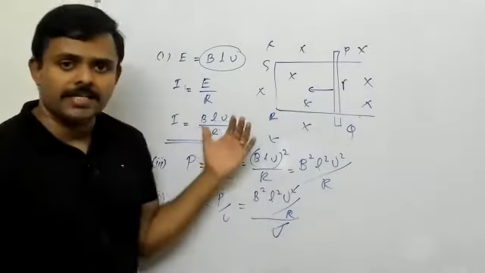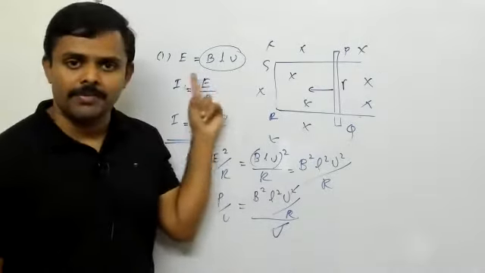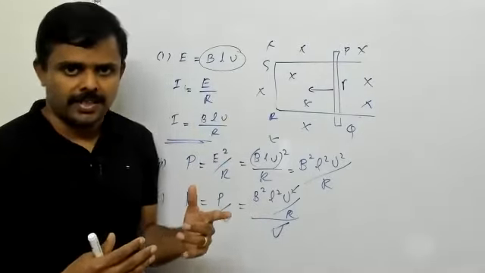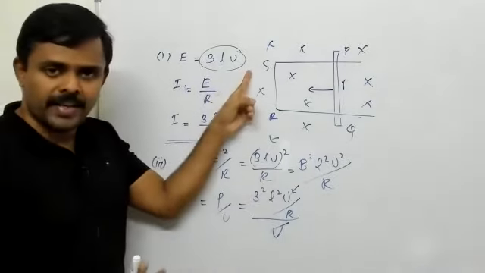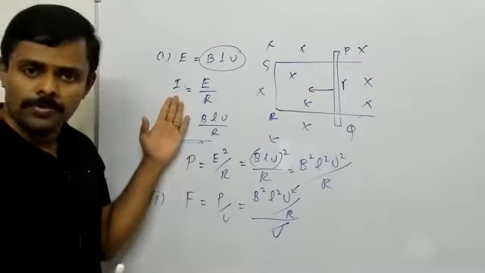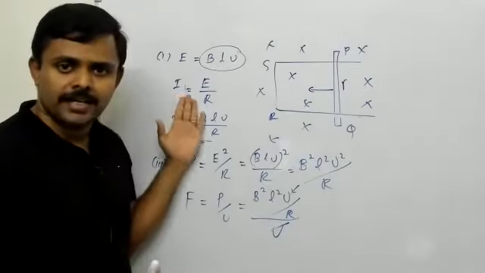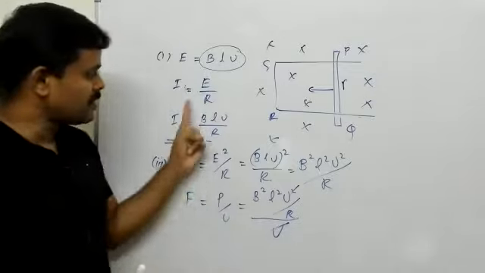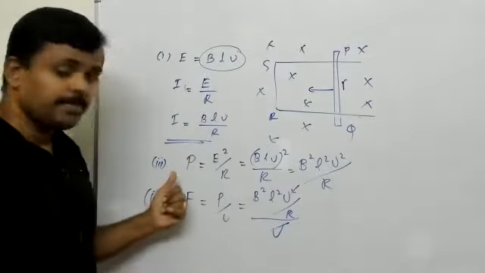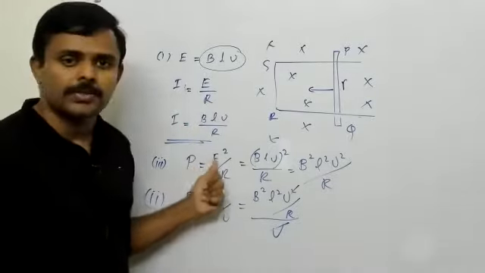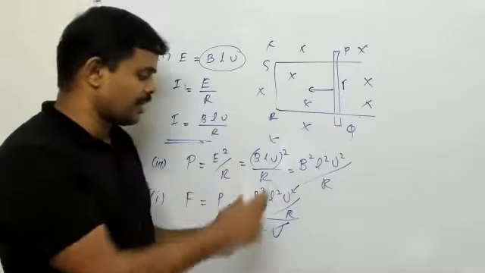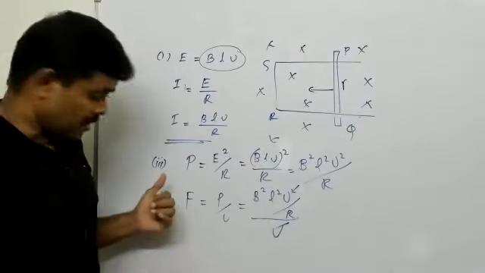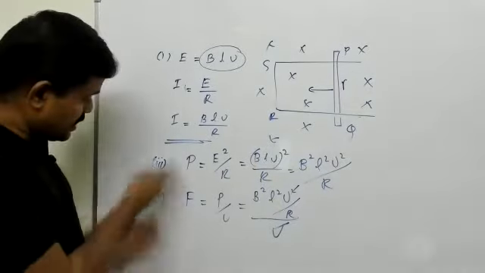So when such a question is asked, you have to derive the equation for EMF. EMF is BLV. Actually, it comes from the EMF equation minus d phi by dt. I'll show that in the end. EMF is BLV. So obviously current is given by Ohm's law. Current is voltage by resistance. That is BLV divided by R. And then power is given by E square over R. That is BLV the whole square by R. B square, L square, V square by R. And then the last question is on force. I have changed the order.